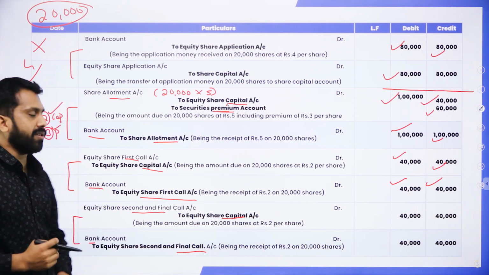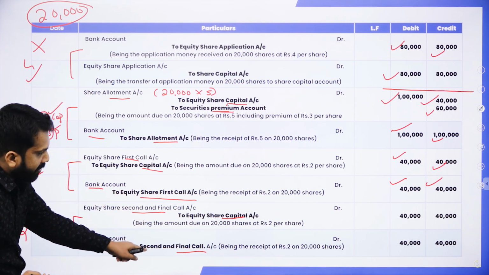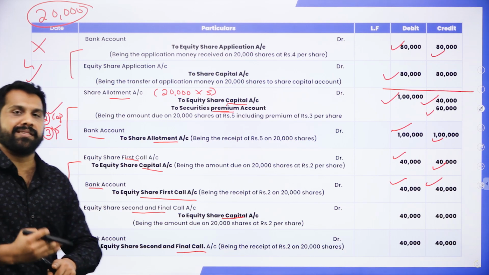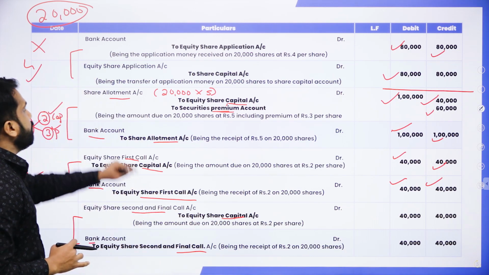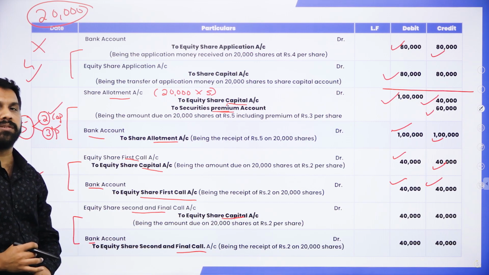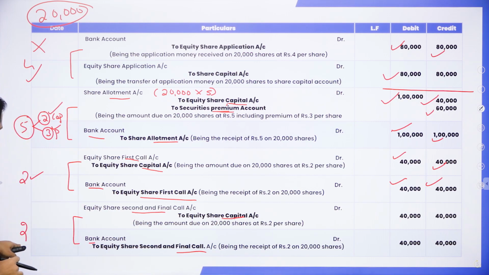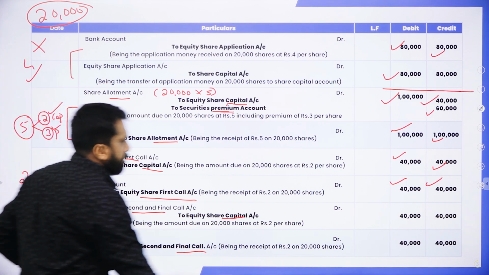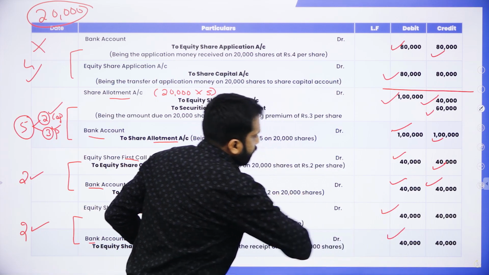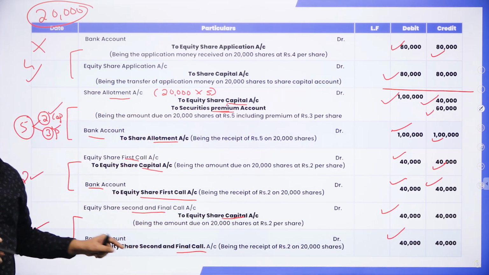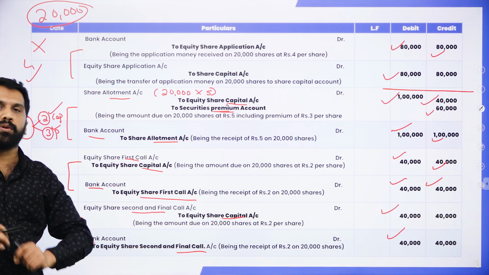What about the final call? You have to write down the journal entry. After writing, multiply. Number of shares how much? 20,000. What is the final call? 2 rupee. 20,000 multiplied with 2, how much will you get? 40,000, 40,000. Like this, you have to do your problem.